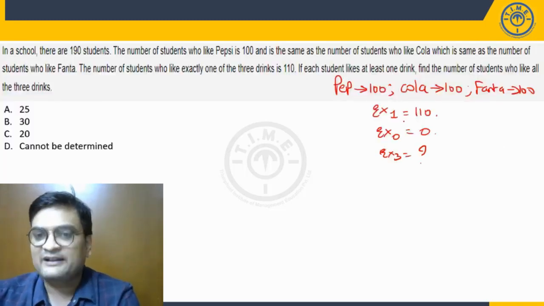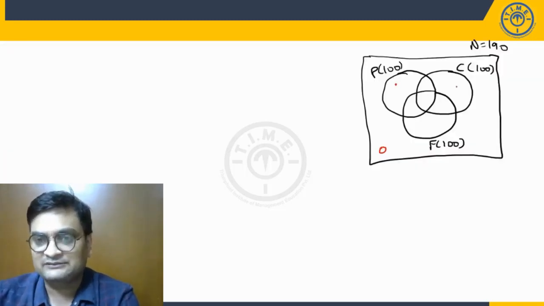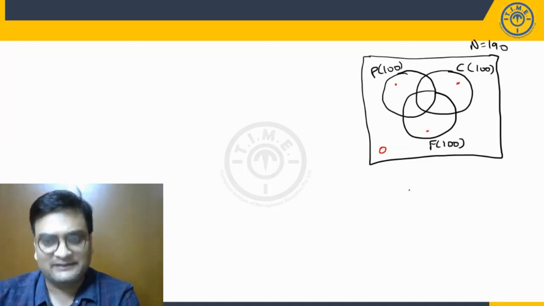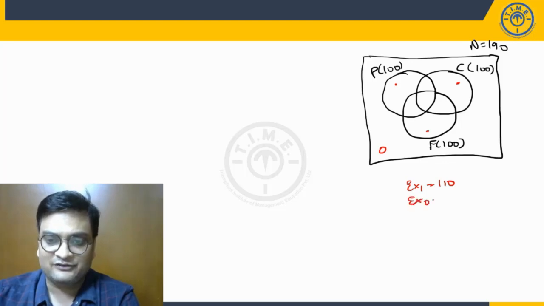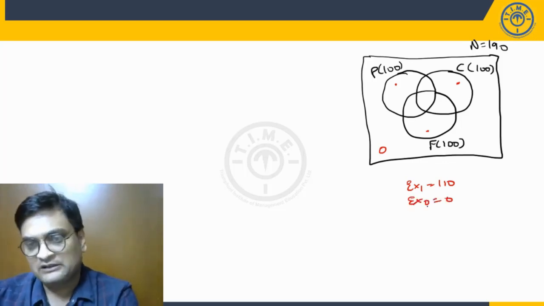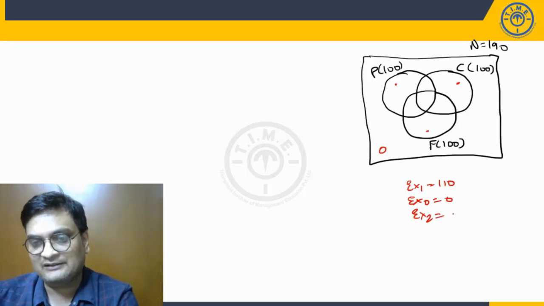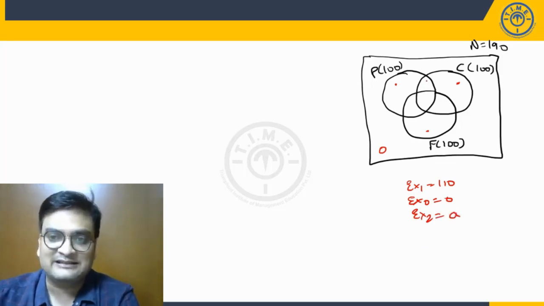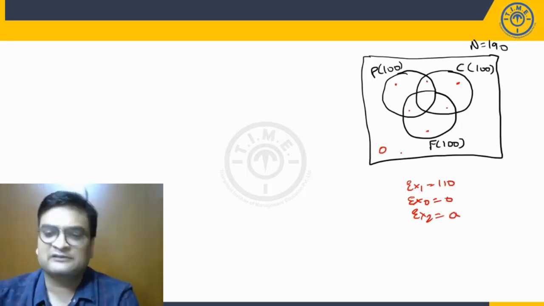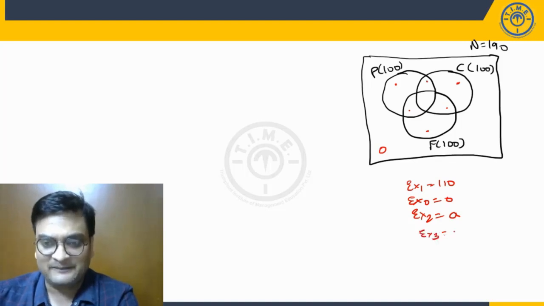Also exactly 1, that is these 3 together, is 110. I write that again. Exactly 0 is 0, this outside area. Now exactly 2, let us say, is some A. So exactly 2 is these 3 regions. And exactly 3, let's say, is some B.